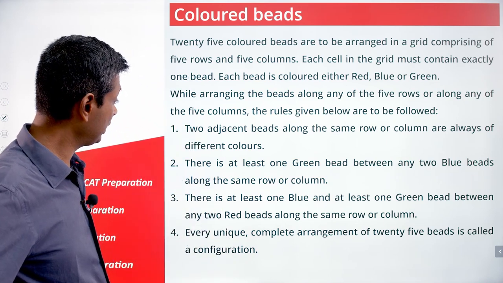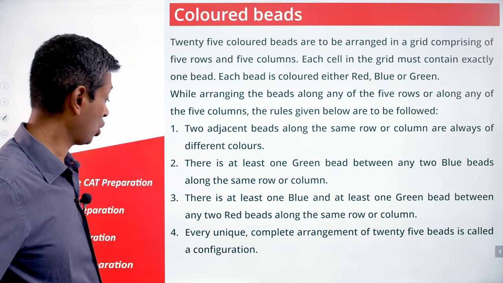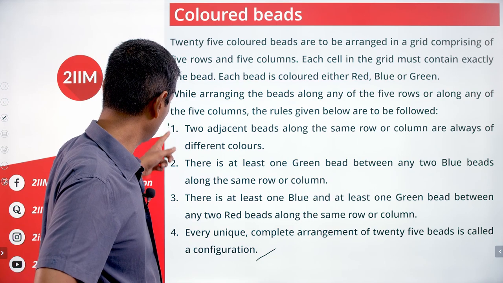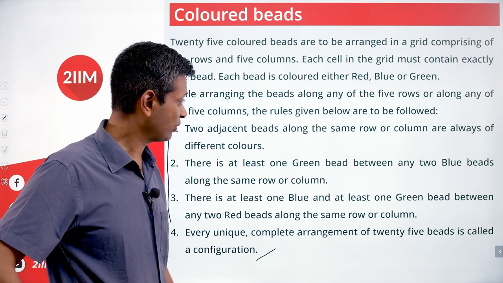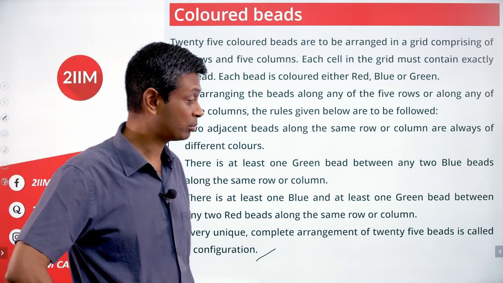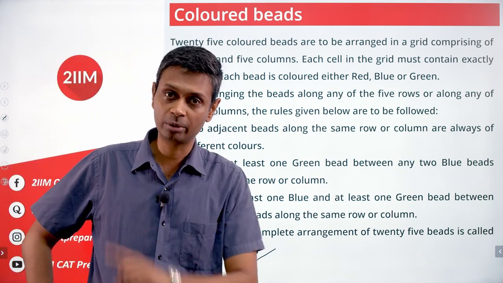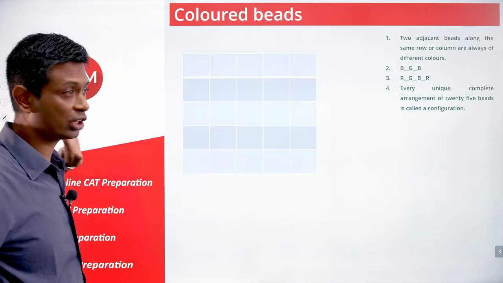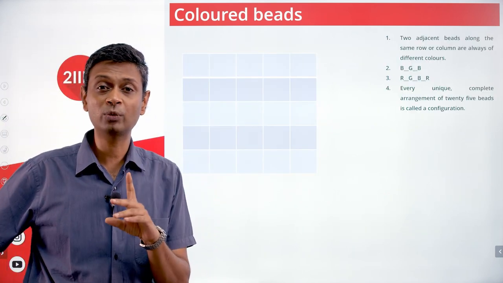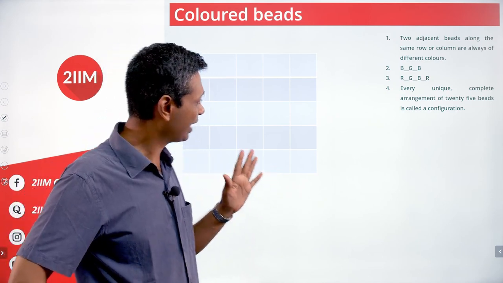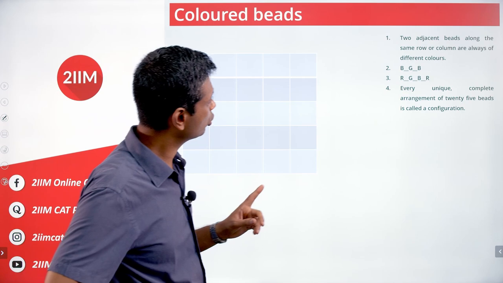Every unique complete arrangement of 25 beads is called a configuration. This is just terminology. These three rules are important: no two adjacent the same; if we have two blues, there has to be at least one green in between; if you have two reds, there should be at least one blue and at least one green in between. Let's see, I think there may be some more constraints. Nope, there are no other constraints. And so this is not something where we can fill the grid and answer the questions. We'll have to say, hey, we have this framework, just to go over this one more time.